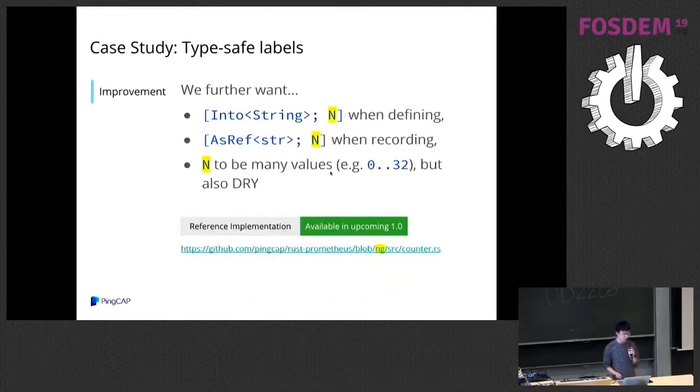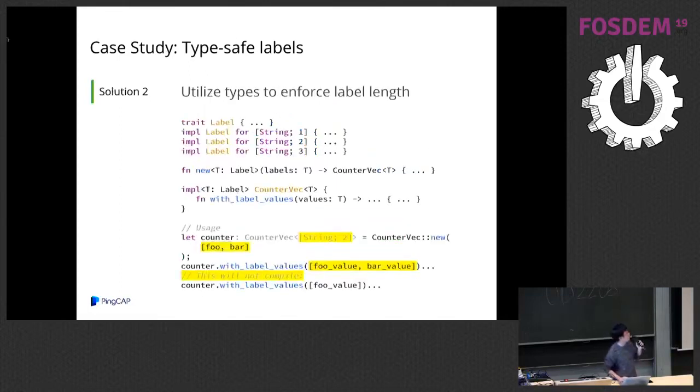And for some improvements, we may also want these features. For example, we want to be able to define the label using Into<String> and using the label using AsRef<str>. And also we may want n to be many values, for example, 4, 5, 6, 32. We want these many labels. And we don't want to repeat so many codes here. As you can see here, I repeat 3 lines for string length 1, 2, 3.